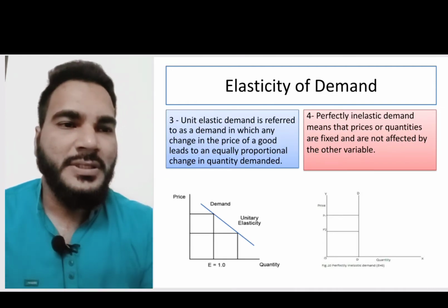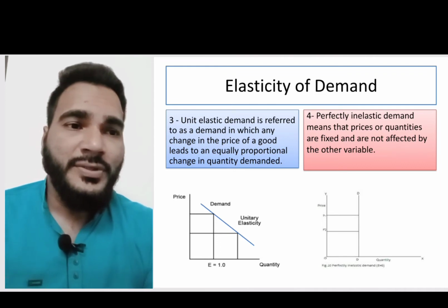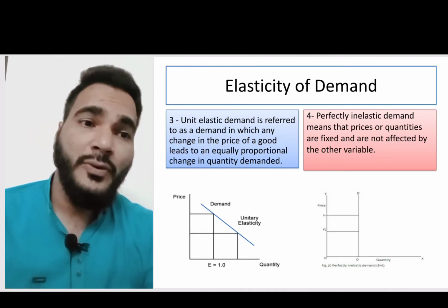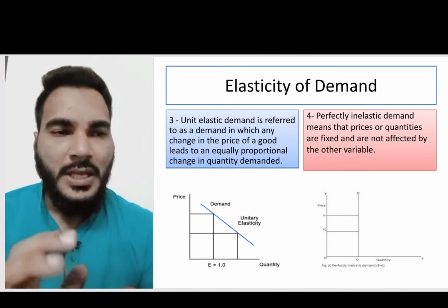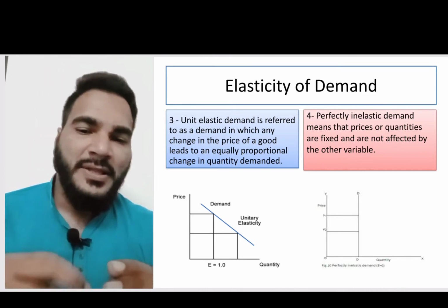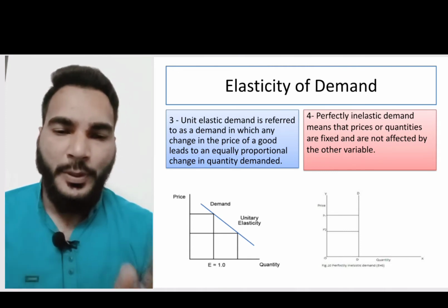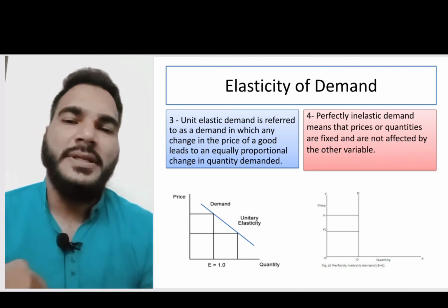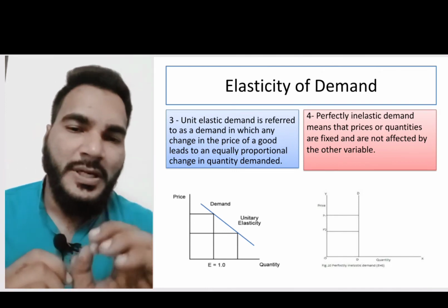Okay, then we have a third one, as you can see on the slide: unit elasticity of demand. Unit elastic demand refers to a demand in which any change in the price of a good leads to an equal proportionate change in quantity demanded. For example, if price increases by 30% and demand decreases by 30%, the proportions of change are equal. That kind of relation is known as unit elastic demand.